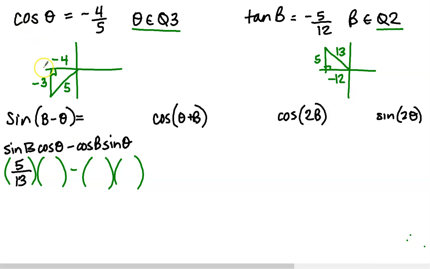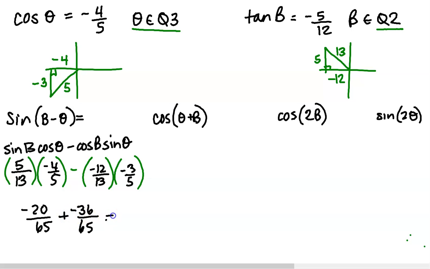Cos of theta, go back to your theta triangle. Cos here is adjacent over hypotenuse, negative 4/5. Cos of beta, back over here. Cosine is adjacent over hypotenuse, negative 12/13. Be careful on these. Sine of theta, I'm back here, opposite over hypotenuse, negative 3/5. And then we're just multiplying. Top times top, negative 20. 13 times 5, 65. Minus, this becomes negative times negative is positive, so positive 36 over 65. Since it's minus, I could just make it plus a negative, and I end up with negative 56 over 65. So there we go.